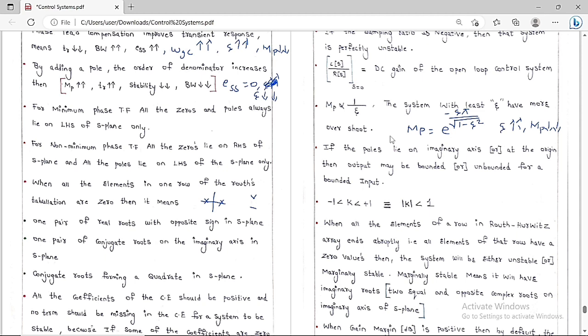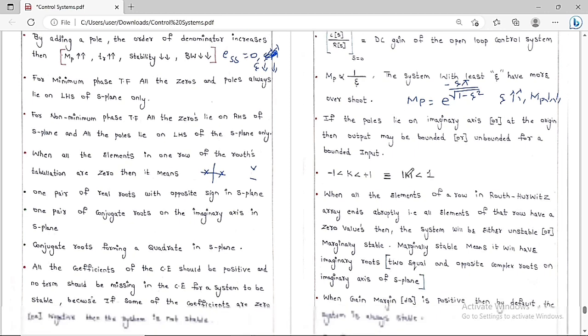Whenever the poles lie on the imaginary axis or at the origin and they are not repeating, we are going to get a bounded output. If they are repeating, we are going to get an unbounded output. So finally, as I have already told you, whenever the poles lie on the imaginary axis, if they are not repeating, the output is bounded. If they repeat, we get an unbounded output for a bounded input. This you always have to keep in mind.